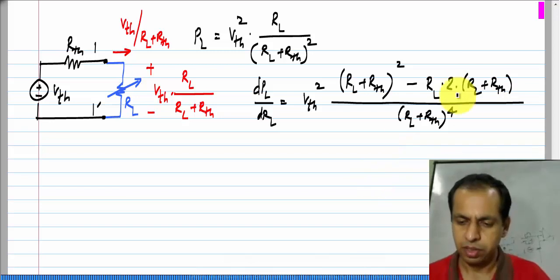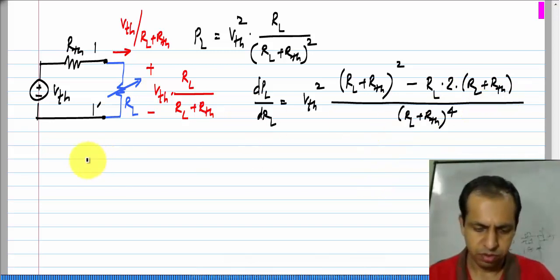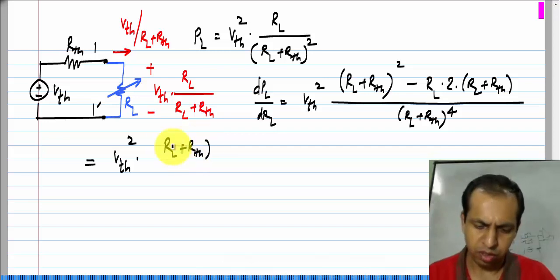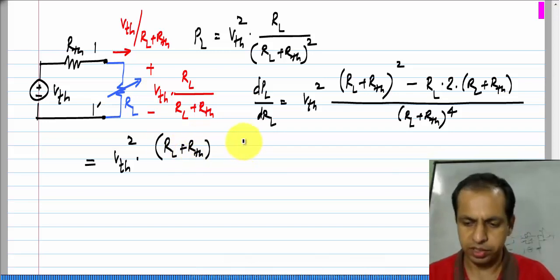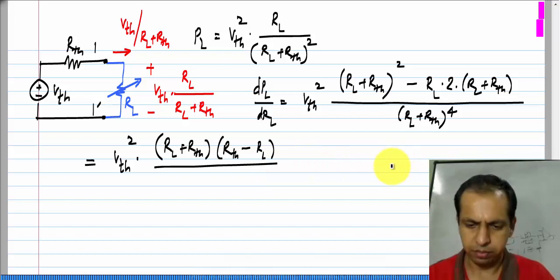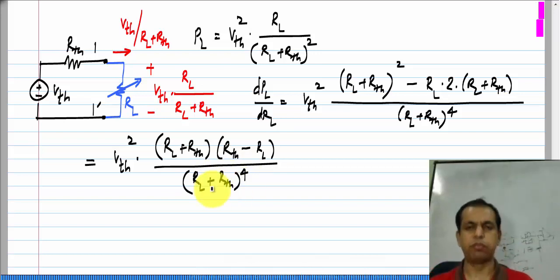So, this whole thing turns out to be VTH square times RL plus RTH, RTH minus RL, and here we have RL plus RTH to the power of 4.